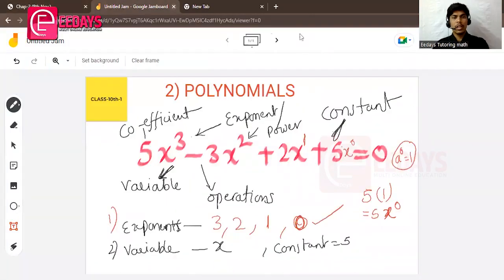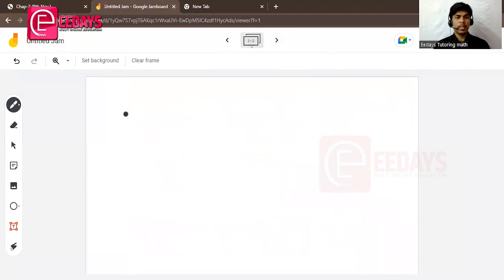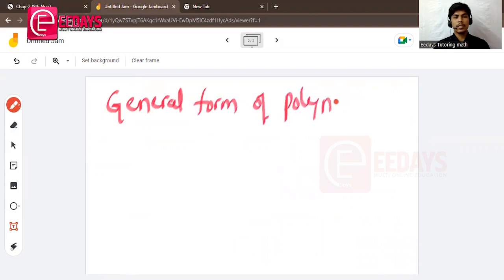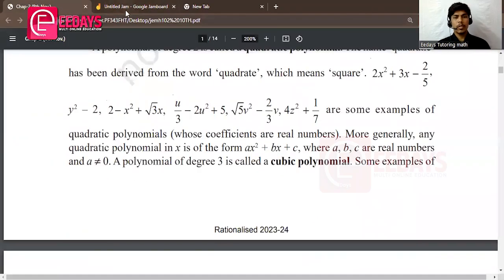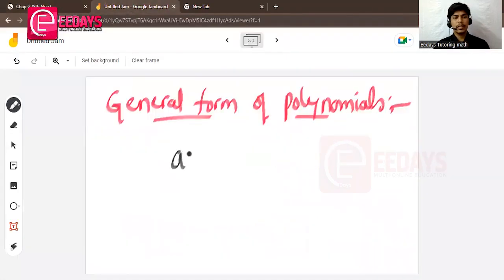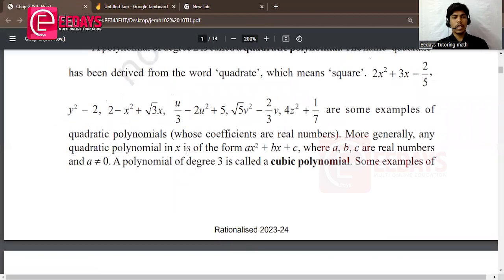So now we can confirm the polynomial general form. Let's write the general form or standard form of polynomials. What is the general form? Anyone knows? I'll just write it here. The general form would be ax square plus bx plus c is equal to 0, the quadratic polynomial equation.